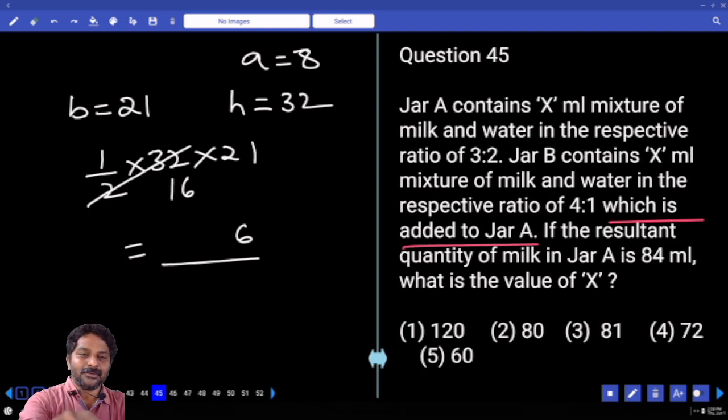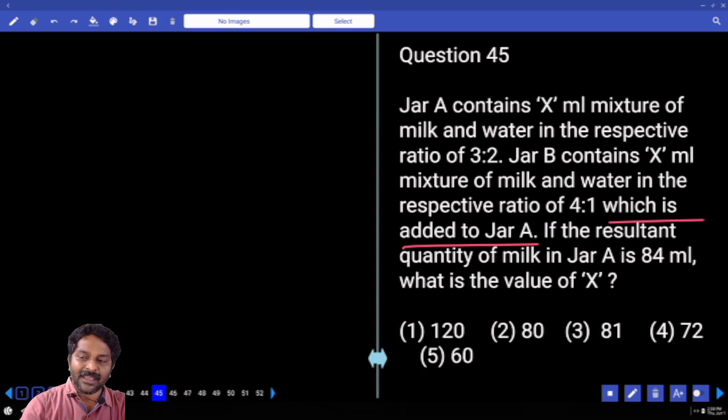Which is added to jar A. Now, how much content do we have in jar A? 2x. X is already there. One more x from B joined, right? Now, if the resultant quantity of milk in jar A is 84 ml, what is the value of x?